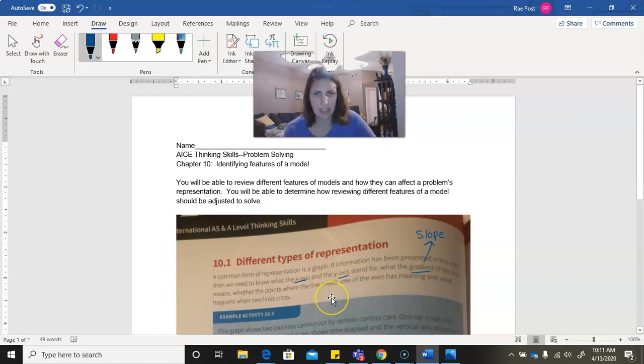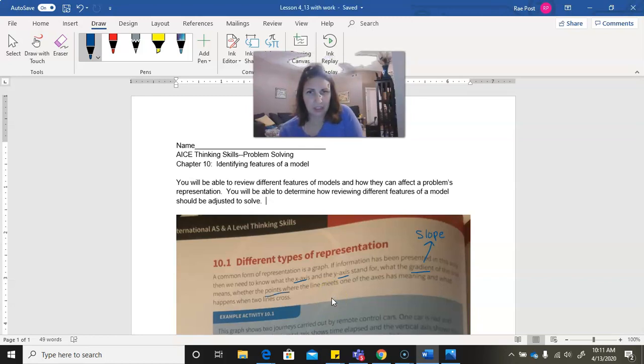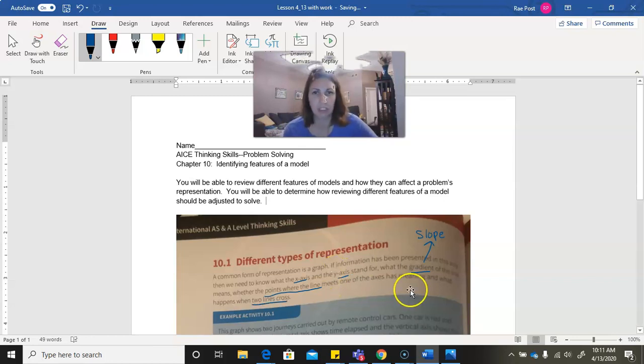So what else does it say? You may also need to know what it means if the points on the line where the lines meet intersect, if that has a meaning, and if the lines cross, what that might mean. So these are some things to look for whenever you're looking at graphs.